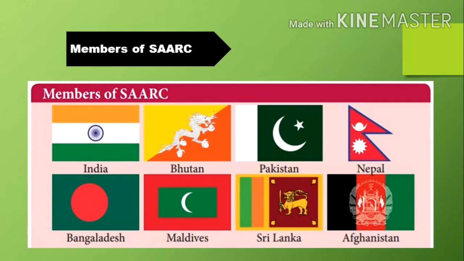Members of SAARC. The following countries are included in this organization: India, Bhutan, Pakistan, Nepal, Bangladesh, Maldives, Sri Lanka, and Afghanistan. Its 7 founding members are Bangladesh, Bhutan, India, Maldives, Nepal, Pakistan, and Sri Lanka. Afghanistan joined later on 3rd April 2007.